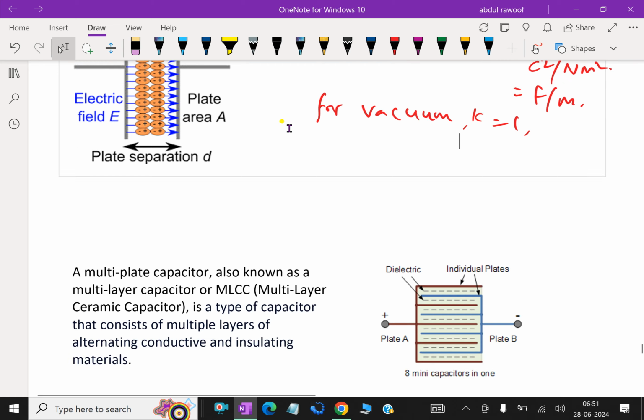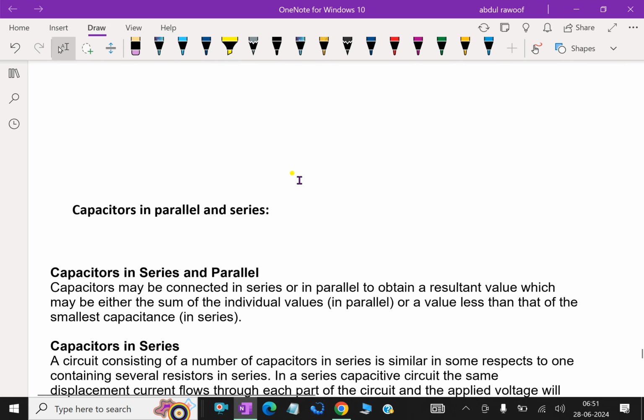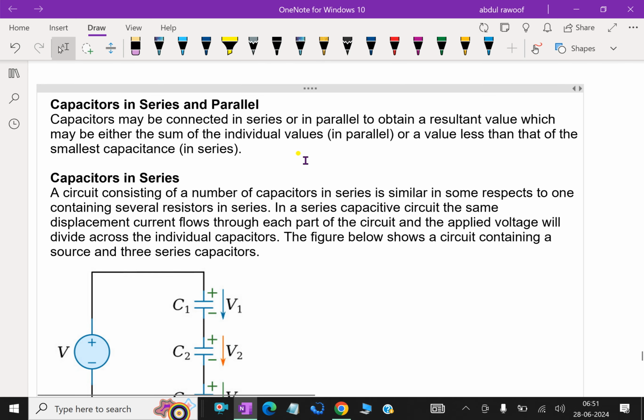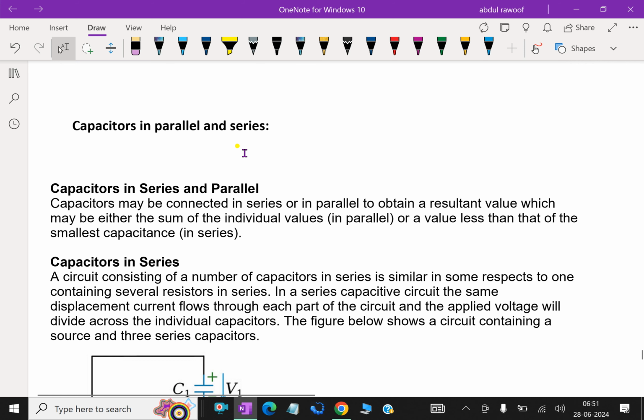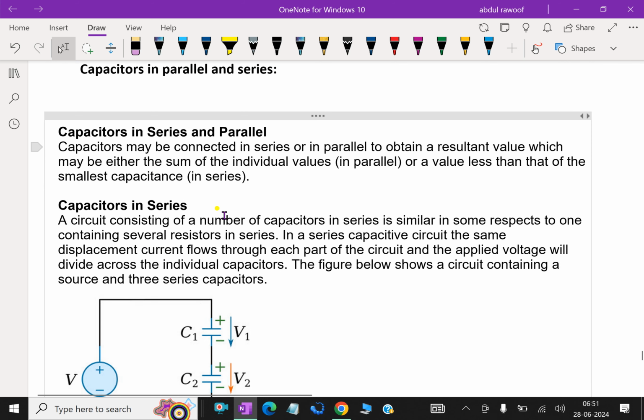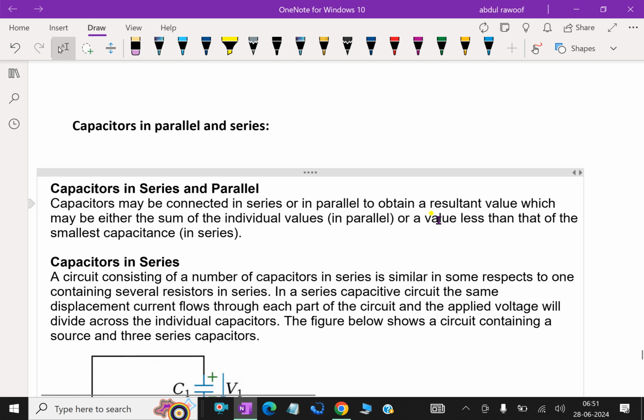Next, we will discuss capacitors in series and parallel. Capacitors can be connected in series or in parallel to obtain a resultant value, which may be either the sum of the individual values in parallel, or a value less than that of the smallest capacitor in series.